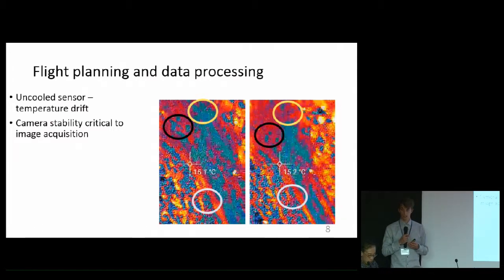So, as I hinted at just now, camera stability is crucial for using thermal cameras. An object can look widely different just depending on the viewing angle, just from what angle you're looking at this object, which obviously makes this approach more difficult to use.